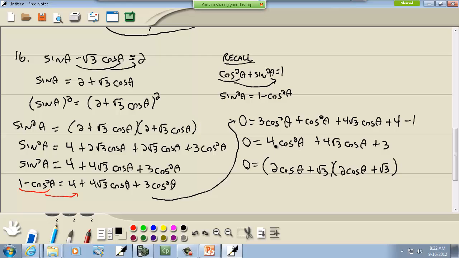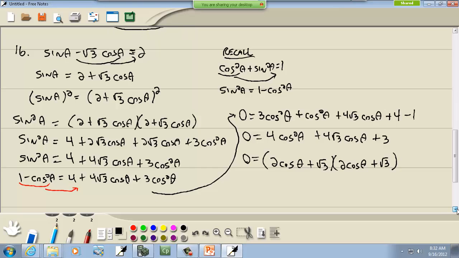what you're going to find is that you ask yourself on each piece here, what times itself gives you the 4? That's 2. What times itself gives you cosine squared? And that's cosine. Then if you look at this last one, what times itself gives you 3? And that would be square root of 3. Square root of 3 times square root of 3 gives you 3. And then if everything's positive, these are both positive and they're the same.